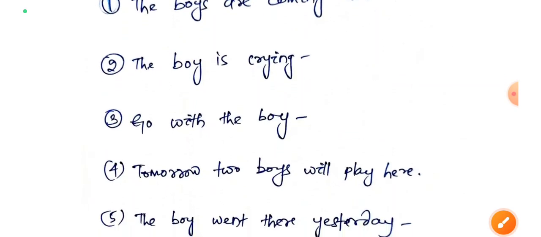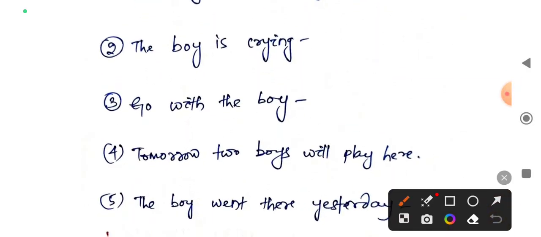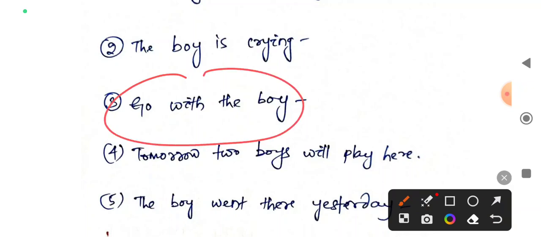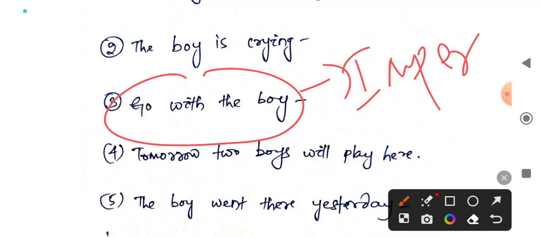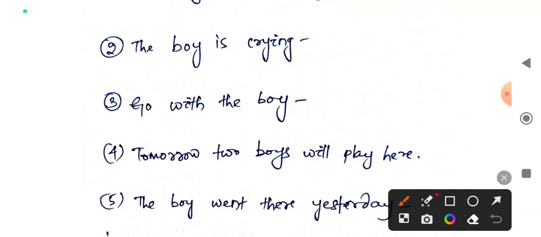Now I am coming to go with the boy. Next, go with the boy. See, this sentence indicates imperative sentence in English, because here subject is not present, it is invisible, and here we can consider the subject as you. Go with the boy means you go with the boy. So here verb is go and subject is you, which is not written in this sentence. Similarly, I can use in Sanskrit tvam. Tvam means you in Sanskrit. Go with the boy, that means balakena saha gacha in Sanskrit, the translation.